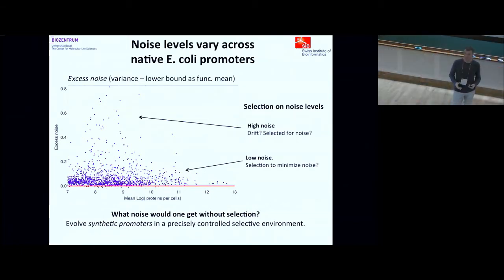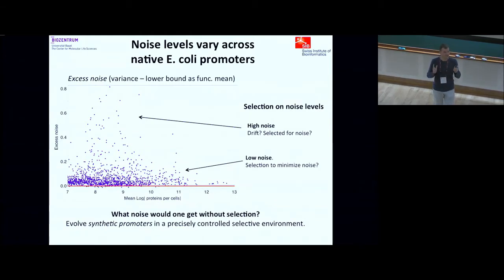And to answer this question, it would be very useful to know, okay, what kind of noise would an E. coli promoter have if you didn't select for noise? You would like to have some reference. What would it look like if you hadn't put selection on noise? And yes.